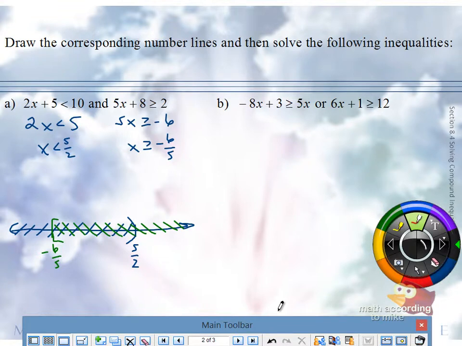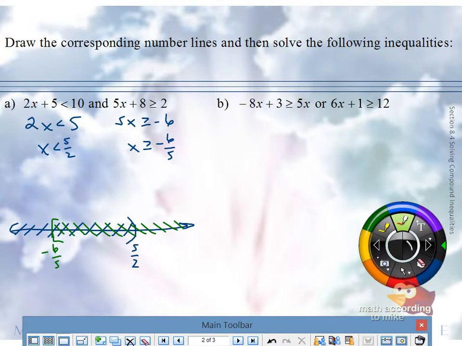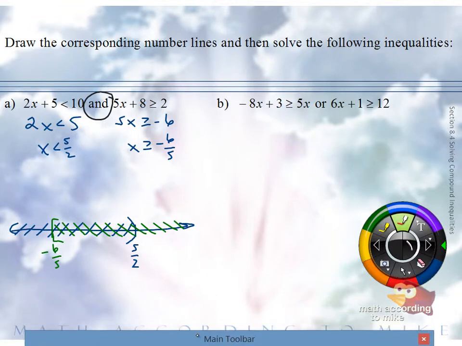That top third there was 2.7. The next part is drawing the number lines on one. I think the book might show them on separate, but I like them together. And now, what's our conjunction word? And. And says only where they overlap. So how far left to how far right do they overlap? -6/5 up to, do I include 5/2? Do I include the -6/5? The 5/2?